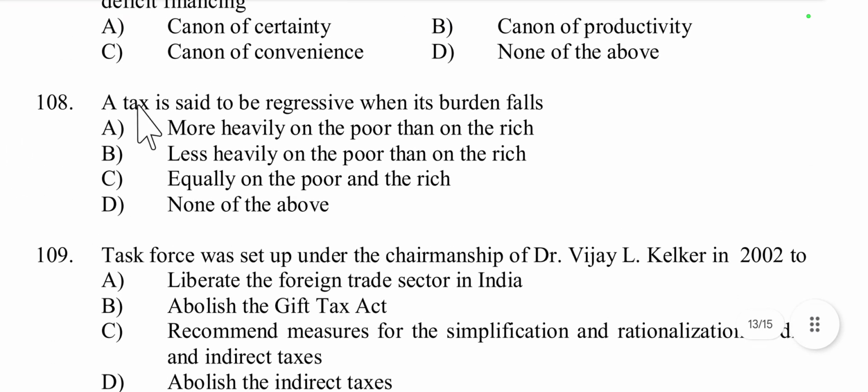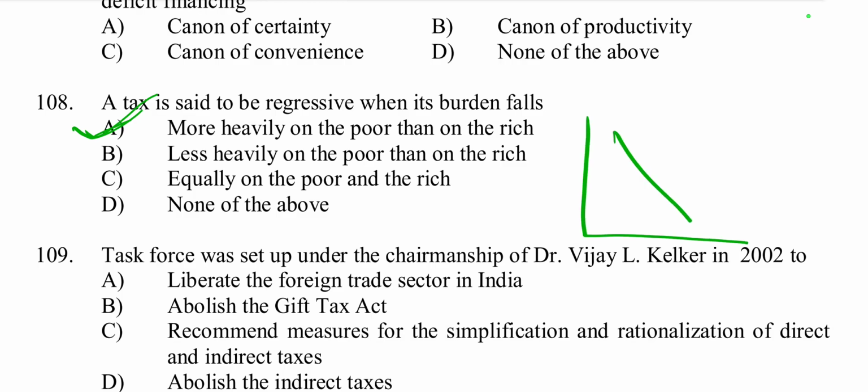Then question number 108: a tax is said to be regressive when its burden falls more heavily on the poor than the rich. Yes, more heavily on the poor than the rich. This is called regressive, meaning rich people pay less tax and poor people pay more. In regressive taxation, lower income individuals pay a higher portion of their income in taxes compared to higher income groups.